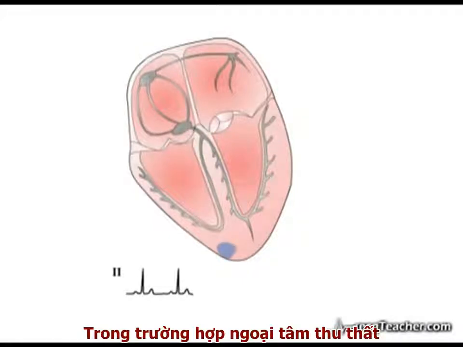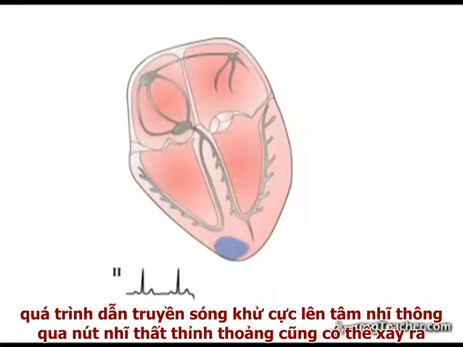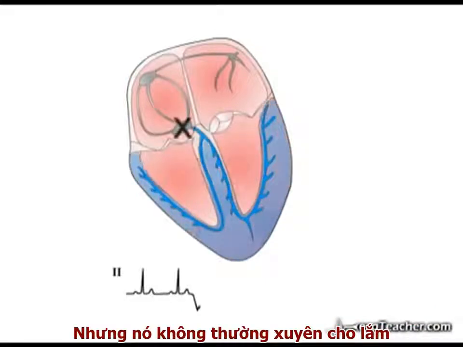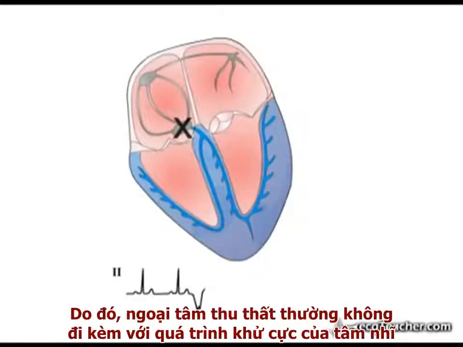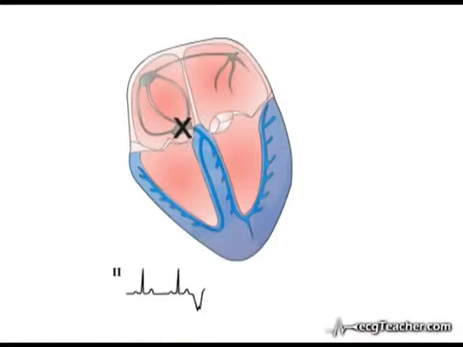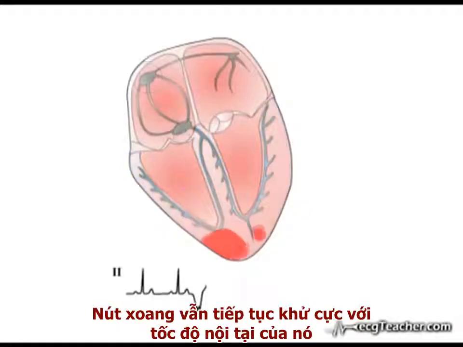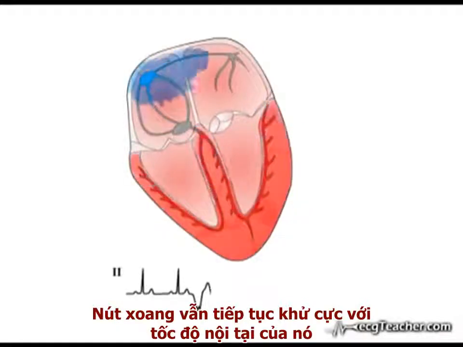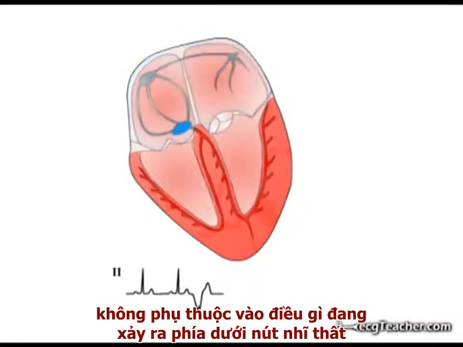In the case of ventricular ectopics, while retrograde transmission of depolarization into the atria via the AV node can occur on occasion, it is an unusual event. A ventricular ectopic, therefore, is not usually associated with retrograde depolarization of the structures of the atria, including the SA node. The SA node continues to discharge at its own inherent rate, oblivious to events below the AV node.